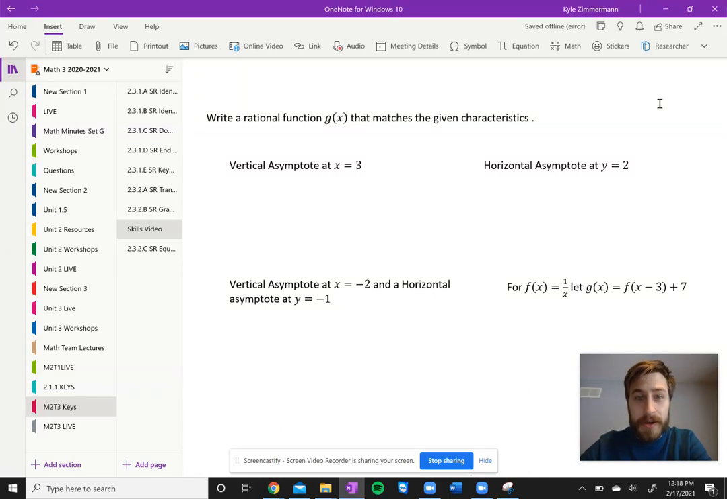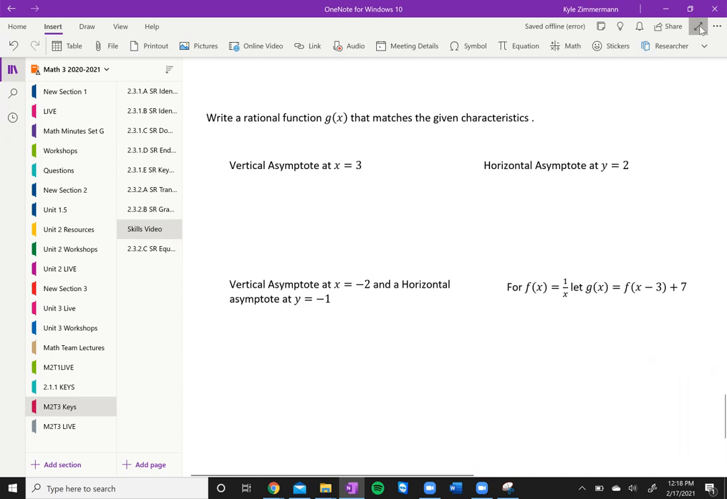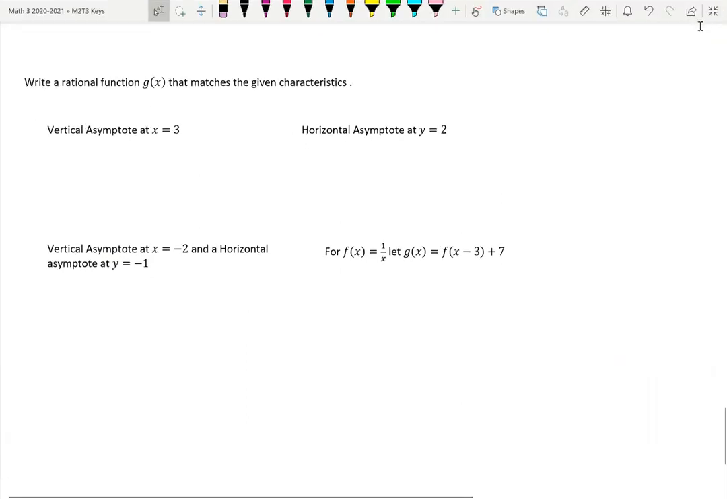Team, today we're going to be creating equations based on descriptions. Let's go ahead and take a closer look. So we're going to be writing rational functions g of x that match the given characteristics. Knowing that it's rational, it's going to be taking the form of 1 over x, and we just have to make sure that we write g of x is equal to when we're writing out our function.